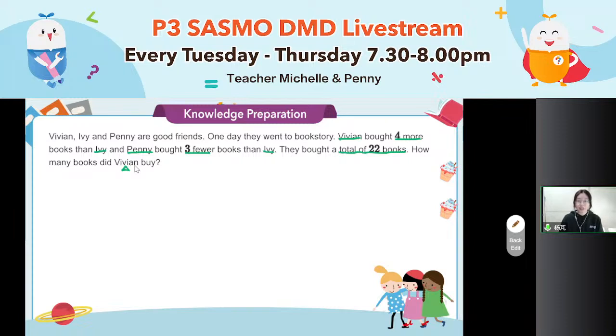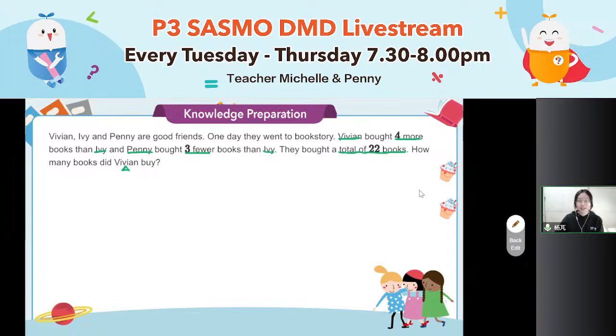If you have your handout, you need to circle the keywords. If you don't have it, it's okay, you need to write down the steps. With this question, where should we start? How can we think? We just know somebody bought more books, somebody bought fewer books. Now everyone, important thing: we need to draw a model to help us.